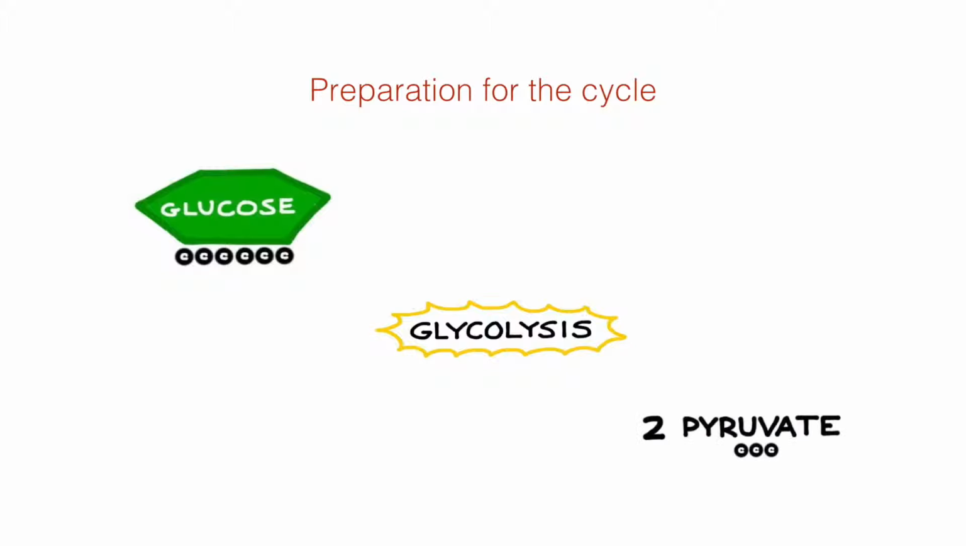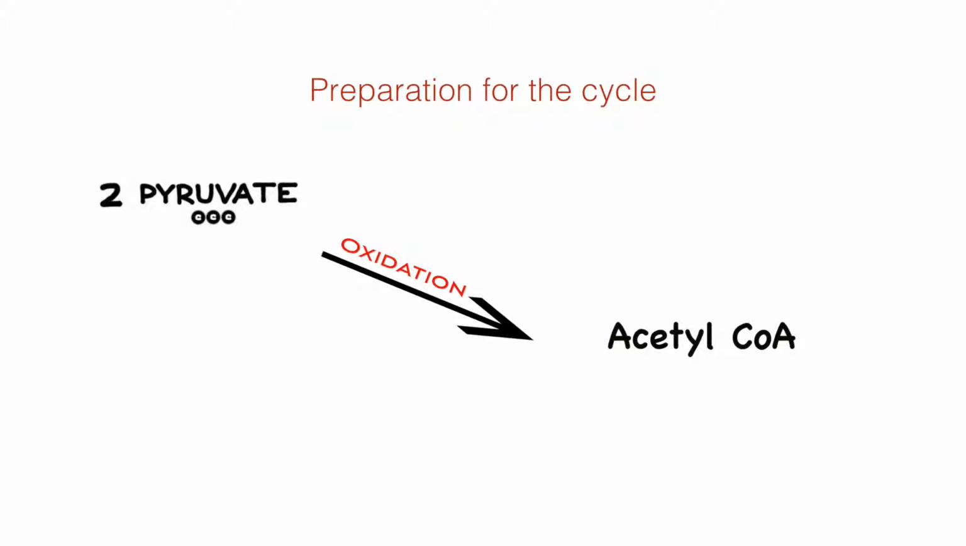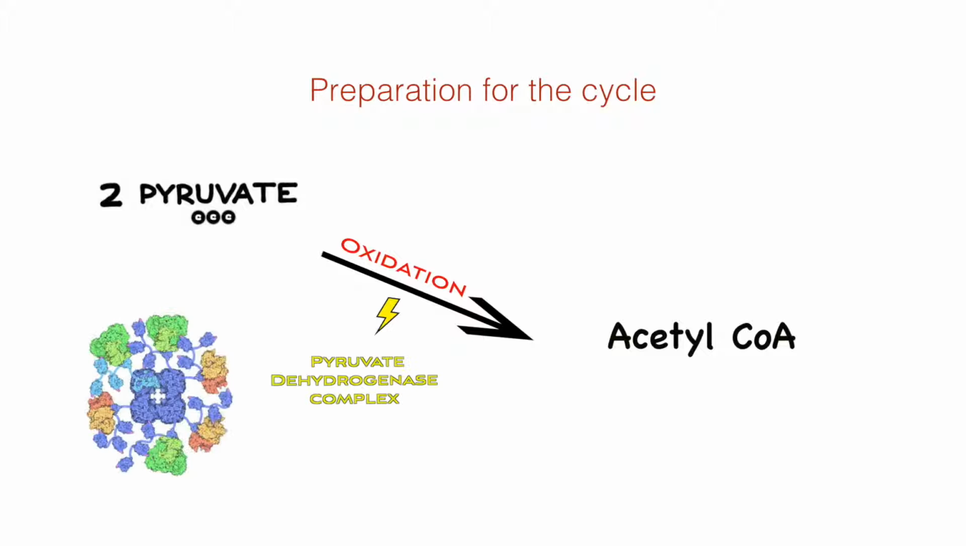The first step happens to prepare for the cycle. Before the cycle begins, glucose needs to become pyruvate. It starts as a 6-carbon molecule and through glycolysis is broken down to 2 3-carbon molecules of pyruvate. Then this 3-carbon pyruvate is oxidized to acetyl-CoA by the enzyme pyruvate dehydrogenase complex. In this reaction, a molecule of CO2 and a molecule of NADH is created. Acetyl-CoA is a 2-carbon compound.